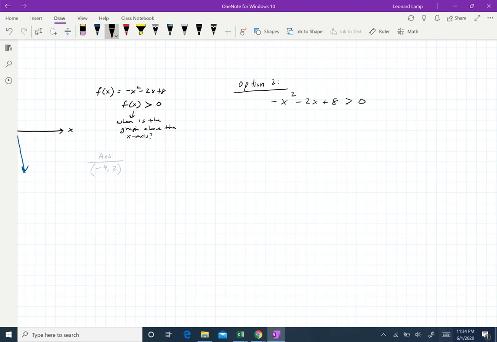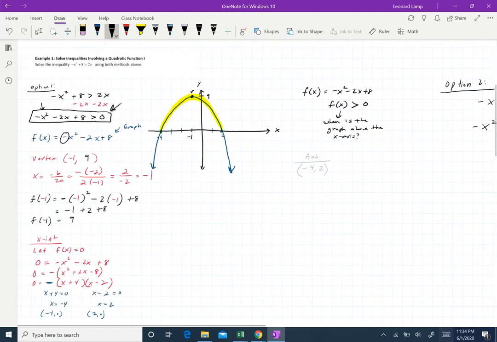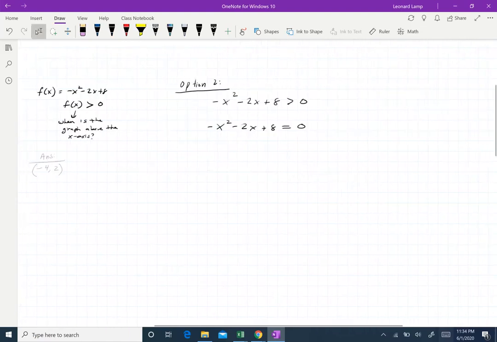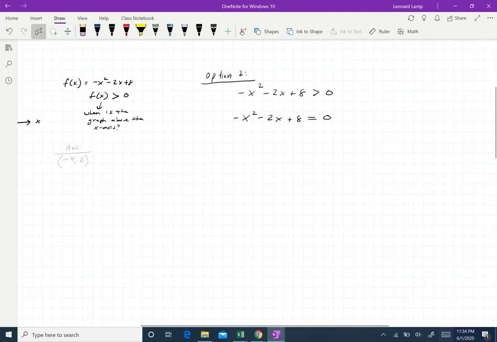Now, what we're going to do is take this left-hand side, -x squared minus 2x plus 8, and find out where it's equal to 0, okay? Notice that that step in option number 1 was finding x-intercepts. So that's essentially what we're doing. We're basically finding x-intercepts of this graph, okay?